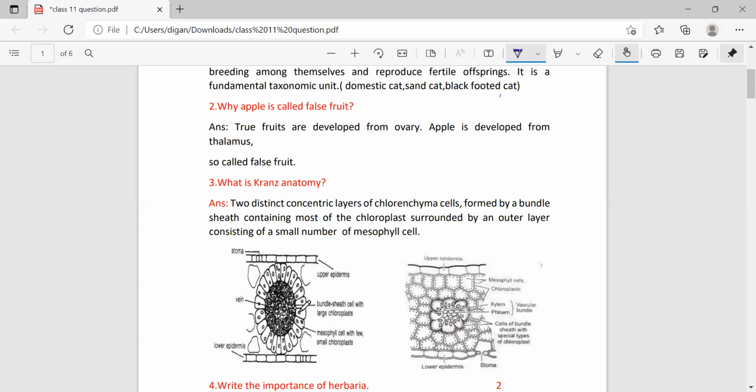So if the question comes, in which type of plant is Kranz anatomy seen, then you have to write it is C4 plant. Due to such special arrangement, the leaf structure of these plants becomes different from the normal plant. So come to the definition. If 1 mark comes, you just write the definition.